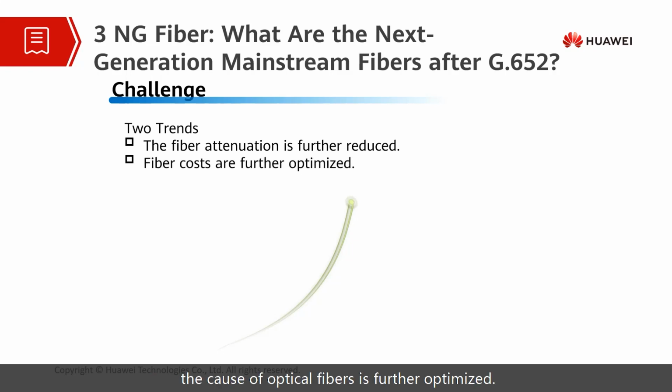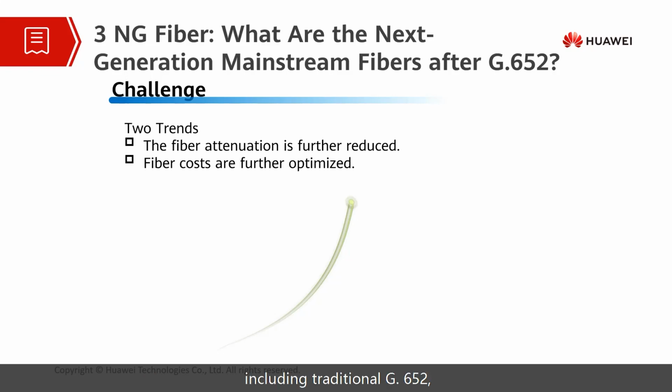The lower the fiber attenuation, the lower the span loss, the higher the OSNR, and the longer the transmission distance. Secondly, the cost of optical fibers is further optimized. Currently, the cost of ultra-low loss optical fibers is 3 or 4 times higher than common G.652 optical fibers because they use the pure silicon fiber core technology. The cost and price of the ultra-low loss fiber will decrease as the process improves, the supplier increases, and the production scale expands.